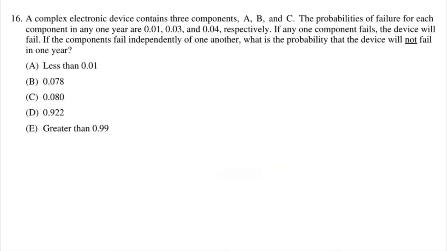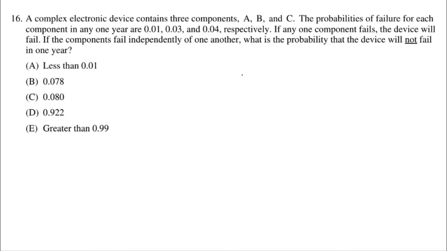Next question, a complex electronic device contains 3 components, A, B, and C. The probabilities of failure for each component in any 1 year is 1%, 3%, and 4%. So the probability A fails is 1%, B fails is 3%, C fails is 4%. If any one component fails, the device will fail. So if any one of those fails, the whole device is not going to work. And the question is, if the components fail independently of one another, what is the probability that the device will not fail in 1 year?